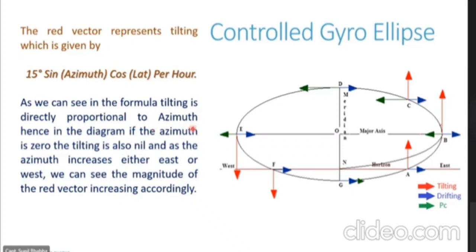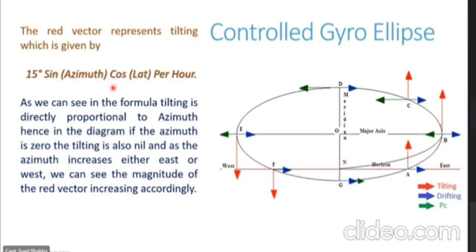So as the azimuth increases, the magnitude of tilting will also increase. And at the same time, if the azimuth is zero, you see in this formula, sine of zero will become zero, giving us a zero tilt. That means when the azimuth is zero, the tilting will be zero.